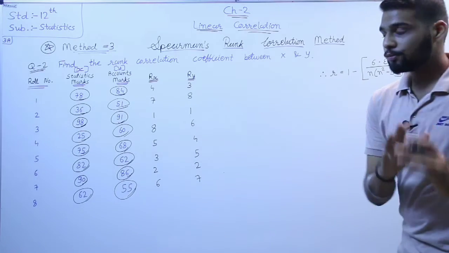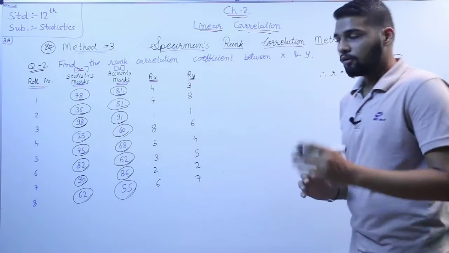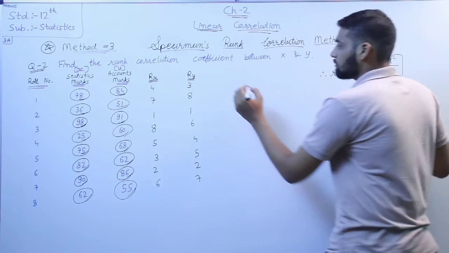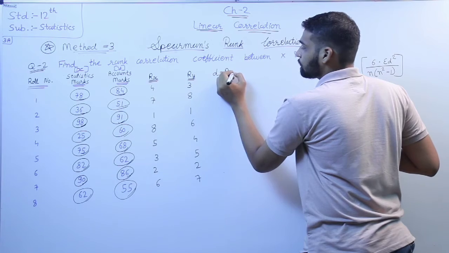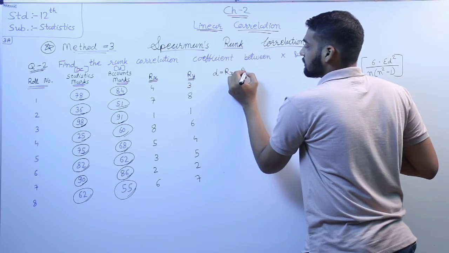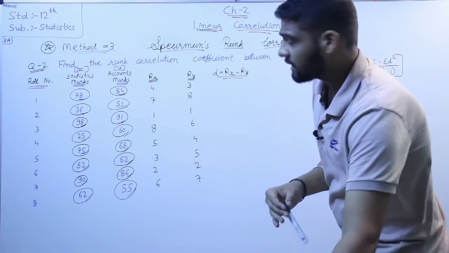Okay students, I hope you all understood how to give rank for variable X and variable Y. On the basis of this information we can easily find the D column. So D is equal to Rx minus Ry. So let me find this column.